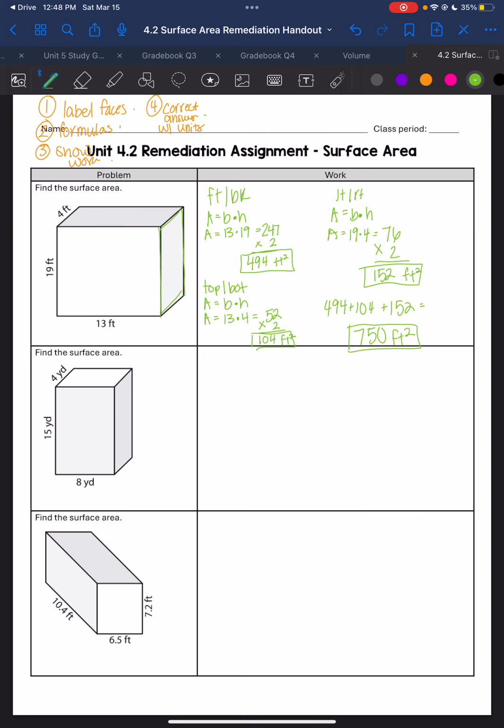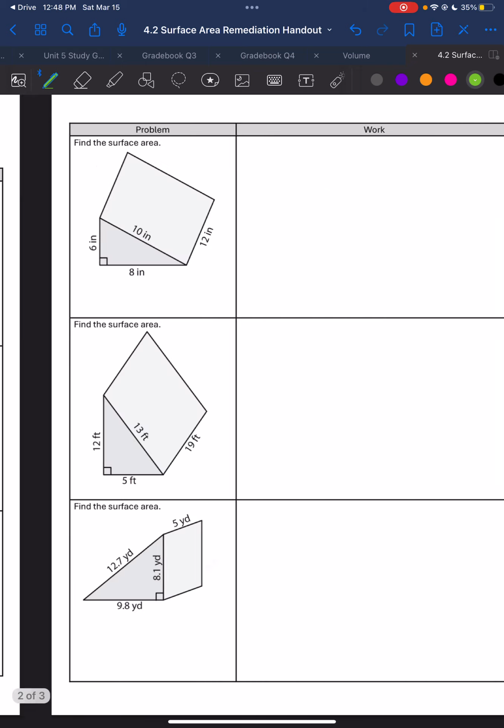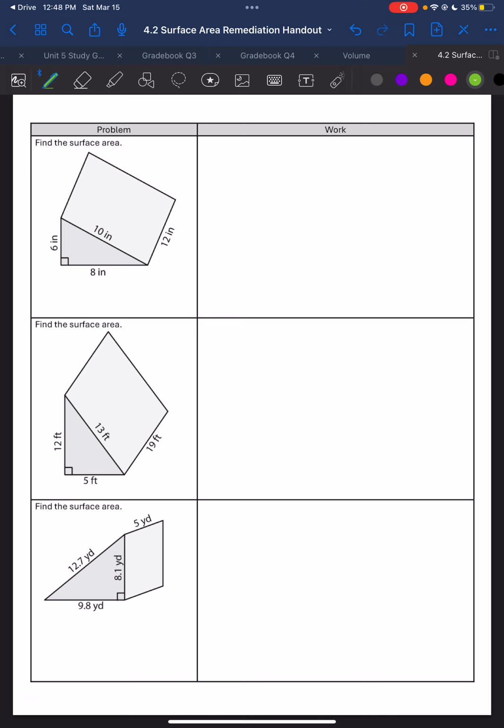Okay, so now you're responsible for doing the next 2 on the page for rectangular prisms. You can either pause it and do them or keep watching and do them at the end.